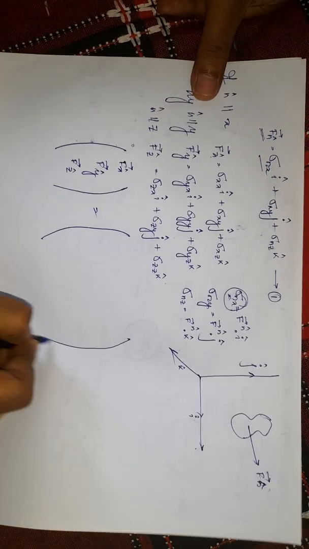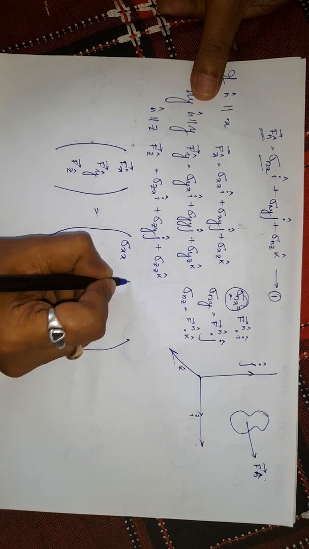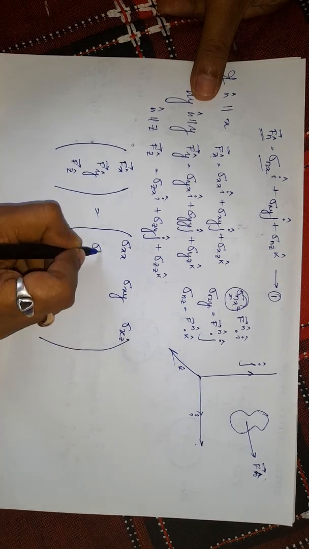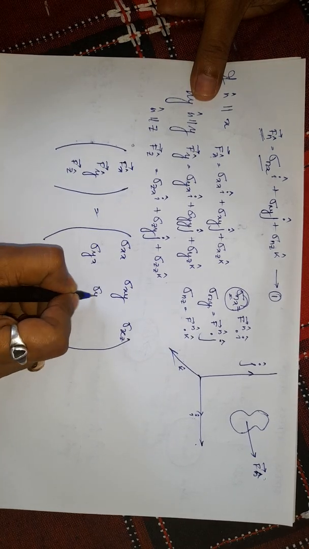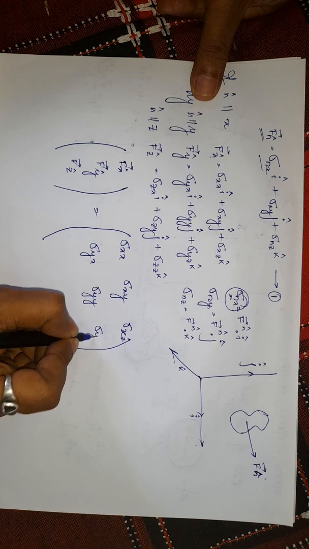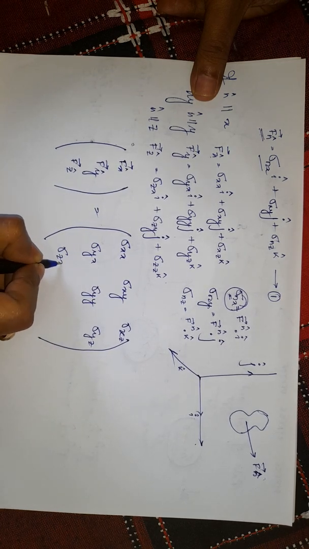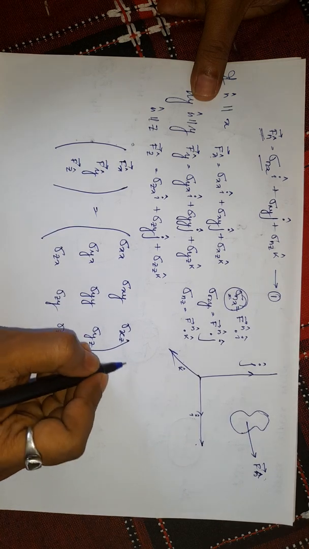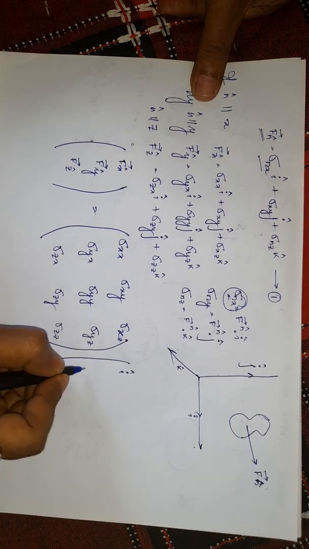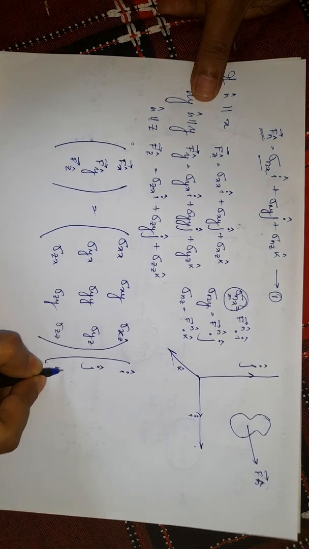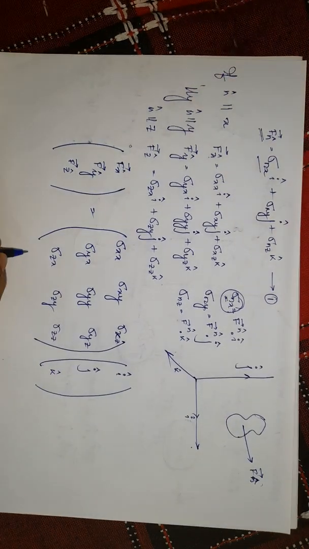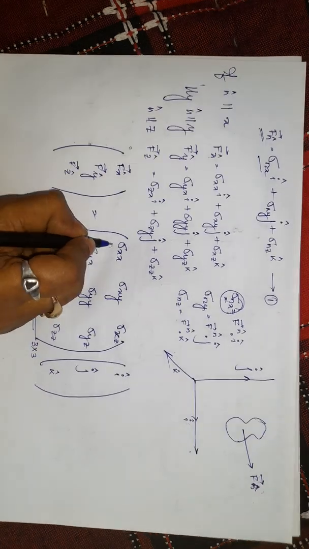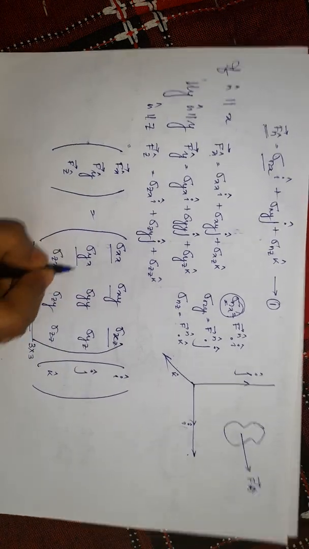Similarly, on the right hand side, this is sigma xx, sigma xy, sigma xz, sigma yx, sigma yy, sigma yz, sigma zx, sigma zy, sigma zz, and then your i, j, k. Okay. So this particular matrix is a 3x3 matrix. These are the components of stress vectors.